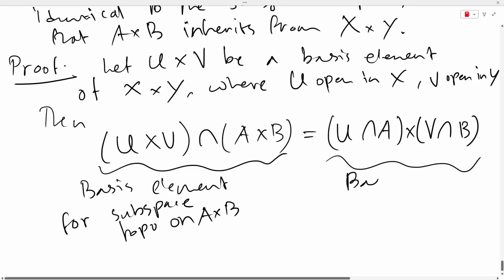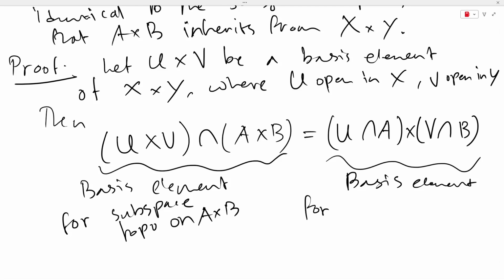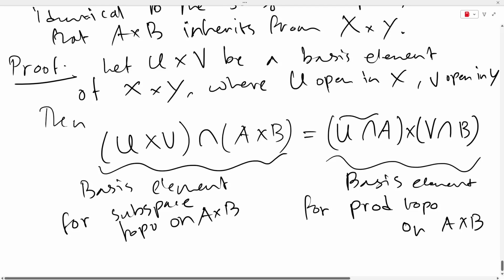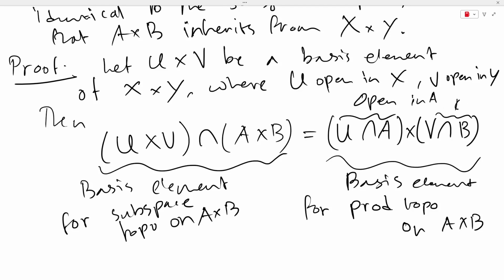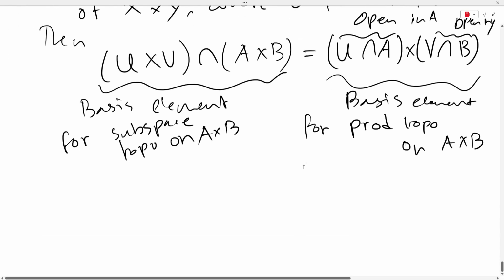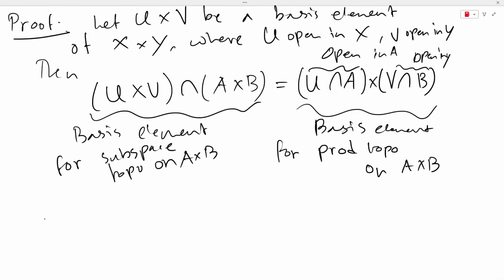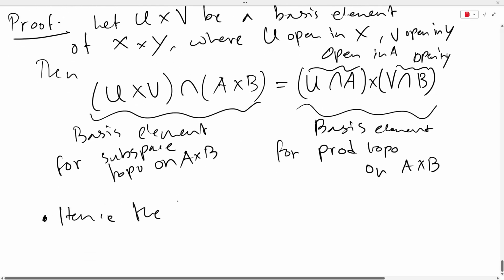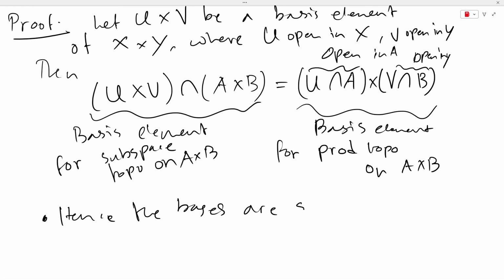This is also a basis element for the product topology on A times B, because this is open in A and this is open in Y. So the two bases are the same, hence the two topologies are the same.